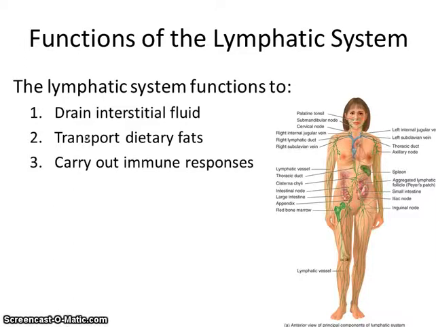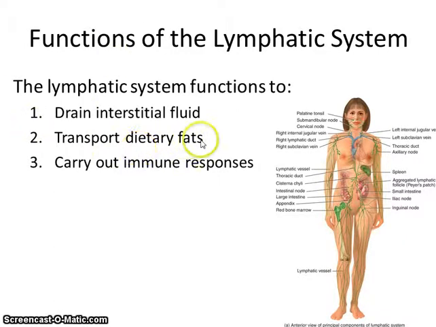First, let's look at the functions of the lymphatic system. First, drain interstitial fluid. So what does that mean? Well, whenever you have blood traveling through your vessels and it goes to the capillaries to exchange nutrients and wastes, it also loses a lot of fluid there. And if we don't return that fluid back to our blood, volume will drop. So it's important for us to take that extra fluid around the cells and return it back into your blood.